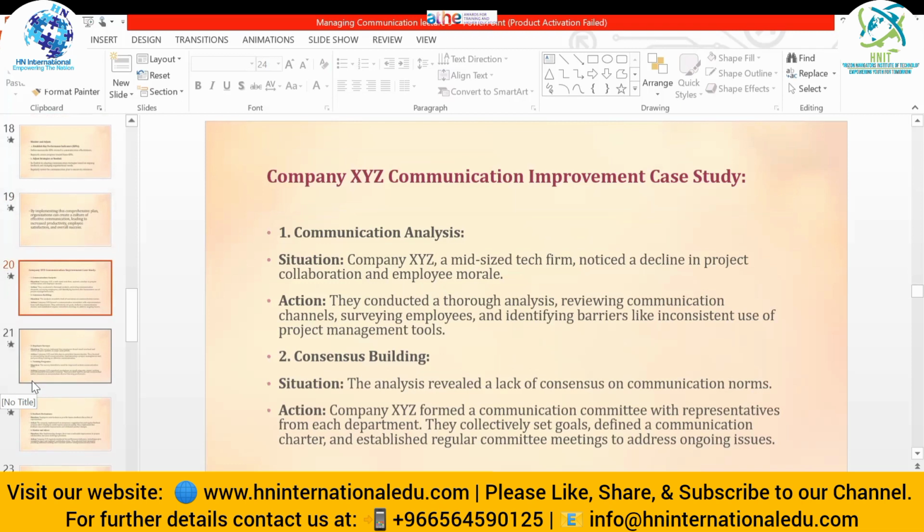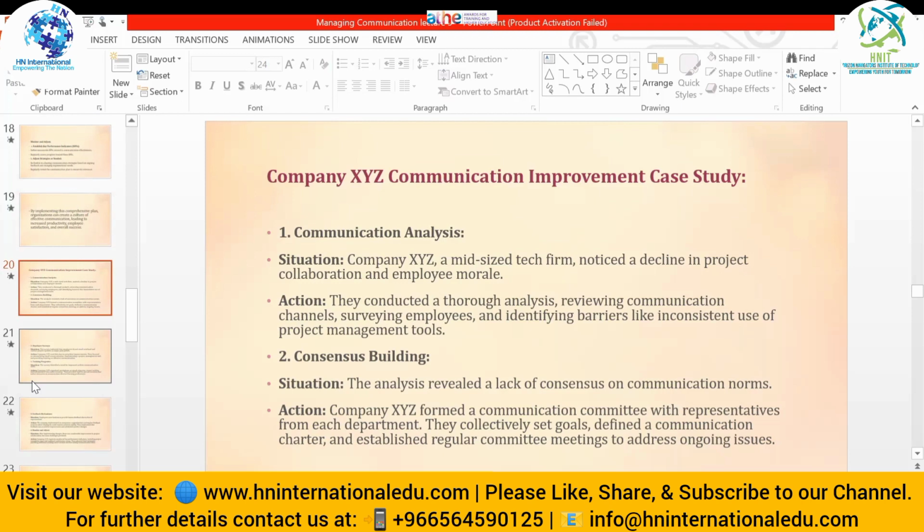Communication analysis. That is what the situation is. The company XYZ, a mid-sized tech firm, noticed a decline in project collaboration and employee morale. They conducted a thorough analysis. This is the action, the feedback or implementation: reviewing communication channels, surveying the employees, and identifying barriers like inconsistent use of project management tools. For the consensus, the analysis revealed a lack of consensus on the communication norms. The document which they had already made, people were not actually focusing on it. They were not really implementing those things.